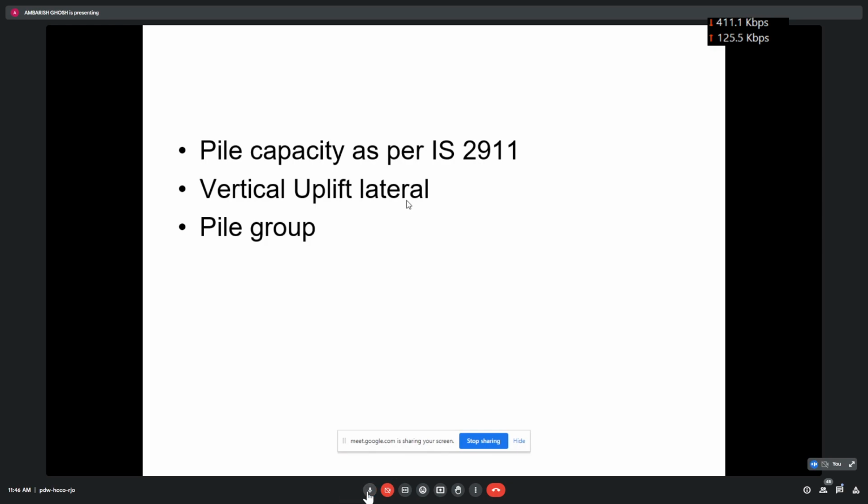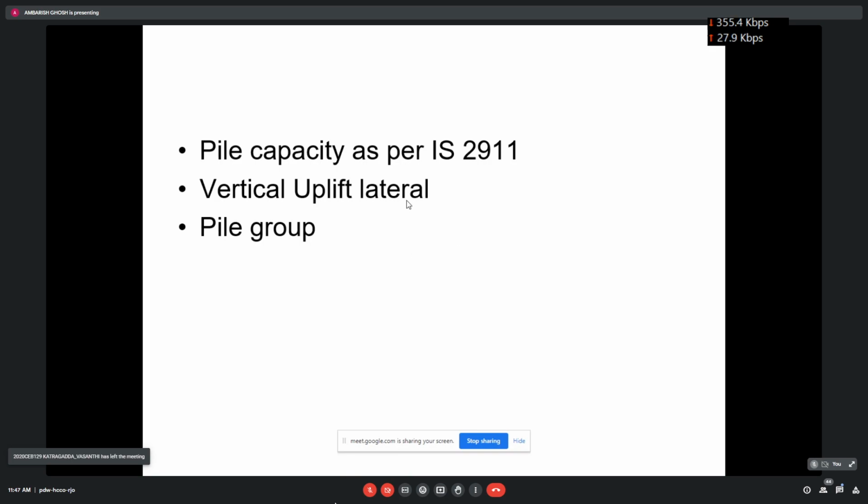Bridges, flyovers, power plants, thermal power plants, transmission towers, buildings, underground network, water intake. Water intake, very good.